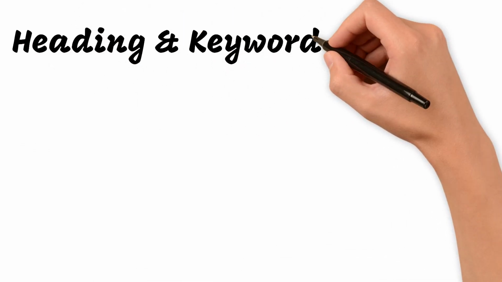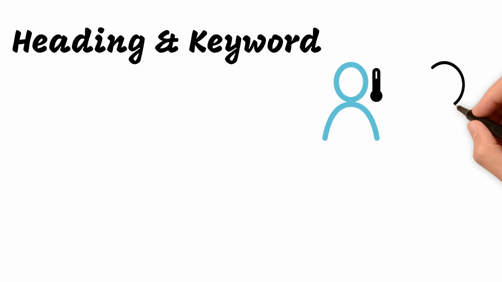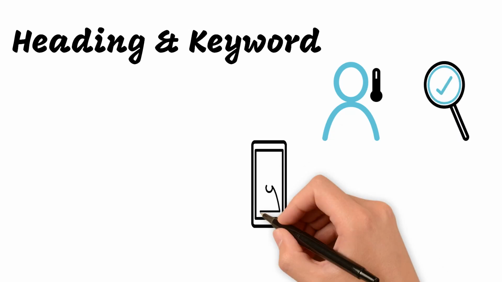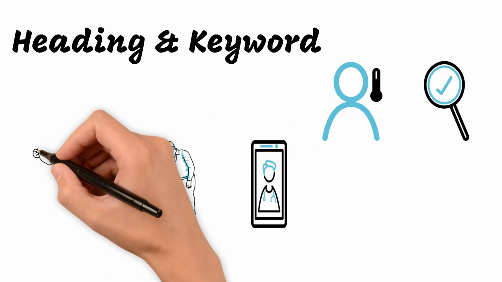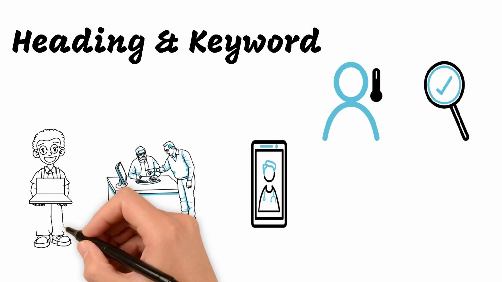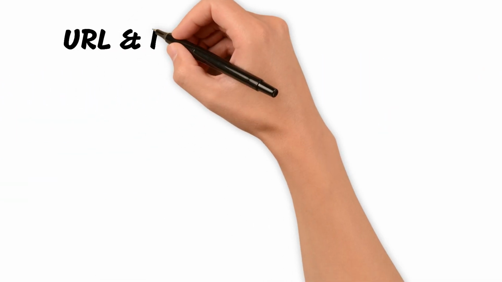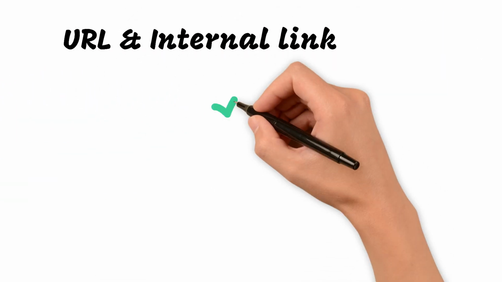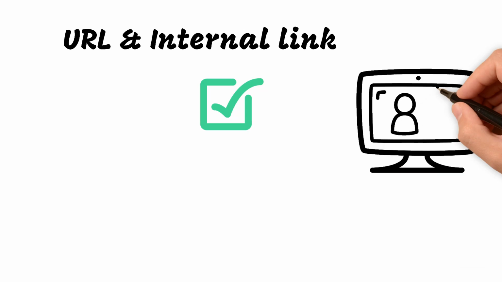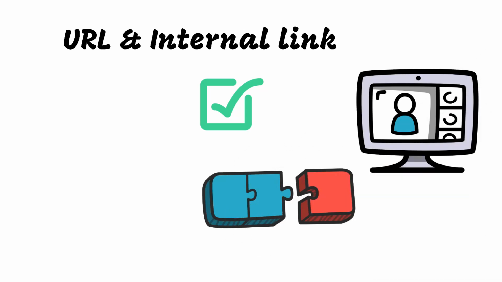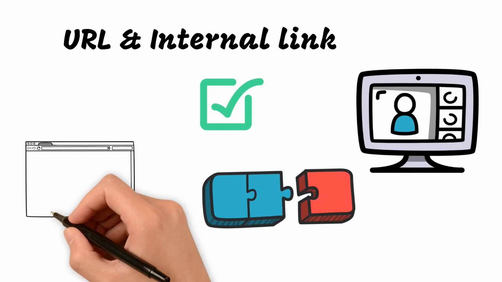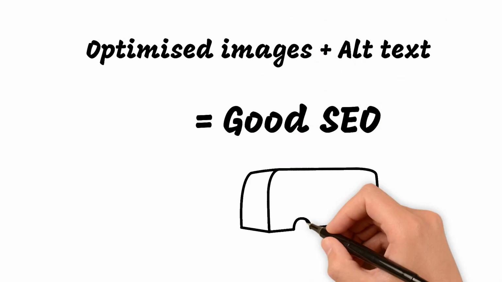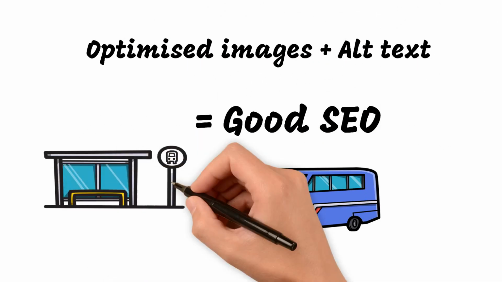Headings and keywords. Headings give structure, keywords give relevance. Together, they help both Google and readers understand your page. URL and internal links. URLs improve clarity and search visibility, while internal links build connections across your site. Optimized images plus clear alt text equals better SEO, faster site, and accessibility.